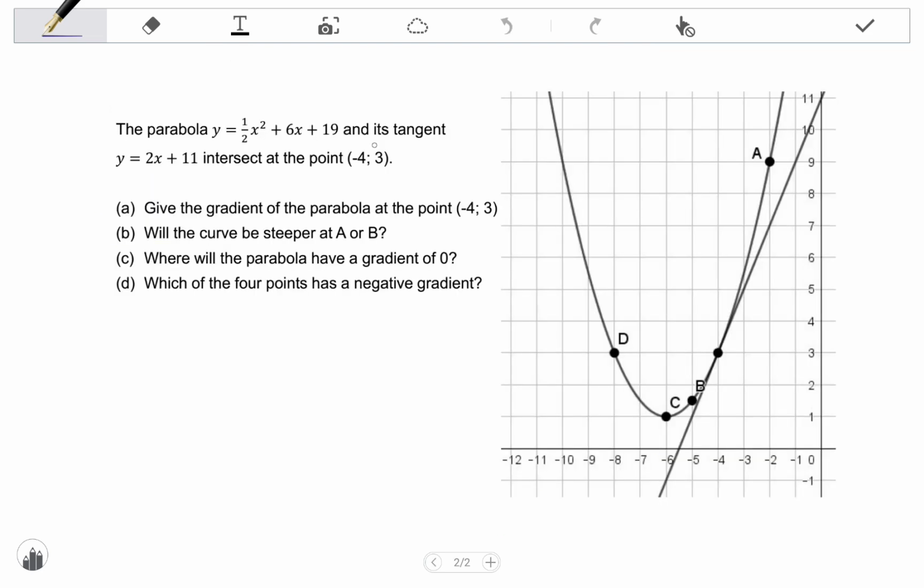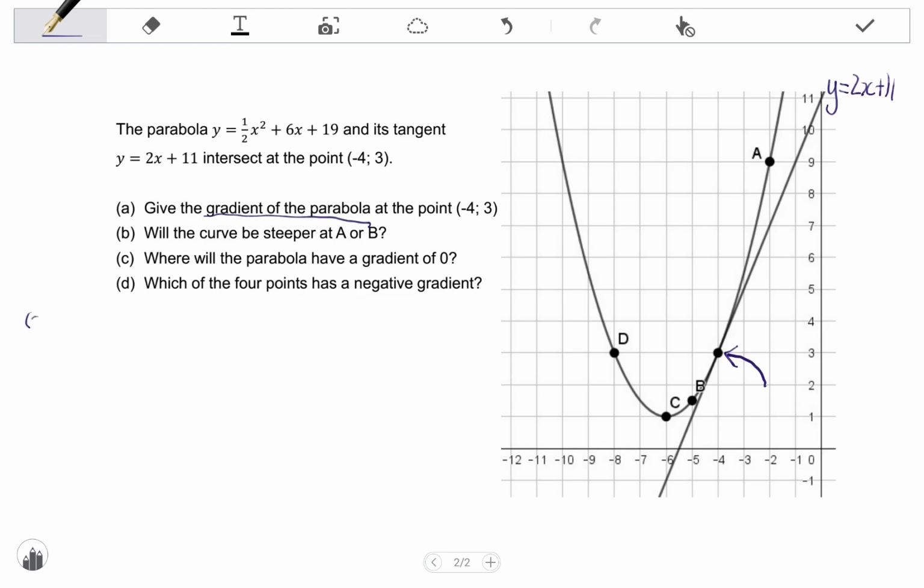Now, in this example, we are given the parabola y equals a half x squared plus 6x plus 18, and its tangent y equals 2x plus 11 intersect at the point -4, 3, and on the graph the point is over there, and we see the parabola and the straight line, which is the tangent, and we were given its equation as y equals 2x plus 11. Now if we look at question A, it says give the gradient of the parabola at the point, so just at one point, -4, 3.